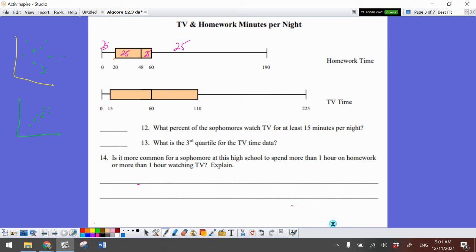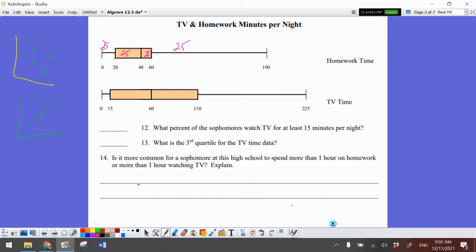Now keep in mind, there is absolutely no way for us to know a couple things. Number one, we don't have the data, so we have no idea how many pieces of data there are. We have no idea how many people took this survey, or how many people the data was pulled from. We just know percentages.